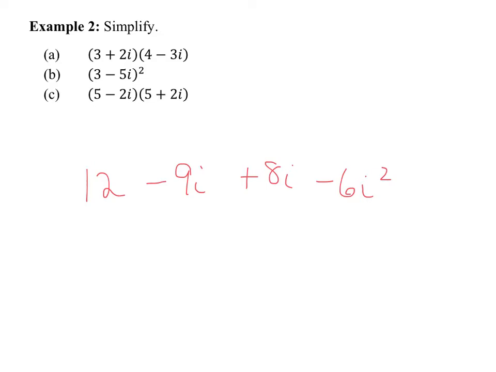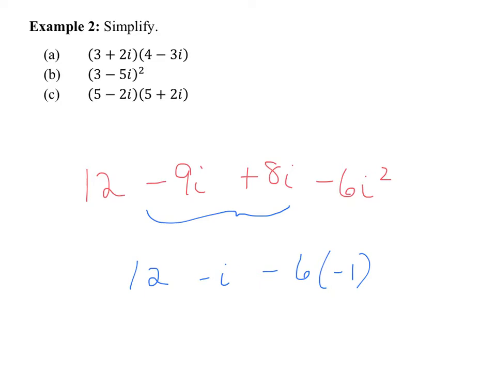So I double distribute for part A. I can combine my middle terms. Then recognize that I can replace i squared with what? Negative 1. Okay, so the middle terms come together to give you a negative i. That's a 12 in the front, and this is minus 6. Now i squared is really negative 1.